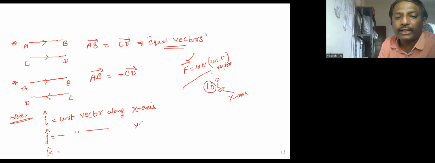What about J cap? Similarly, it is the unit vector acting along the y-axis. What is K cap? It is the unit vector acting along the z-axis.